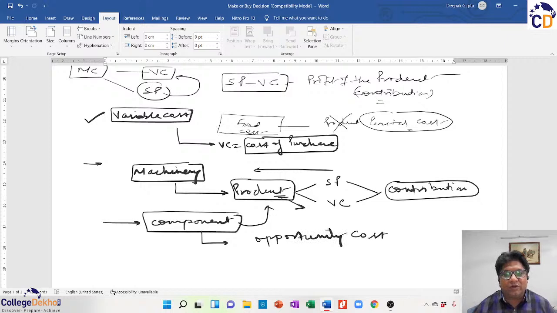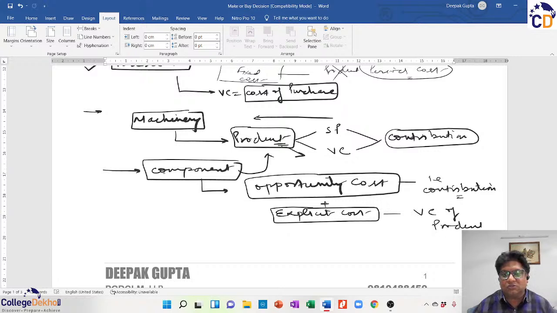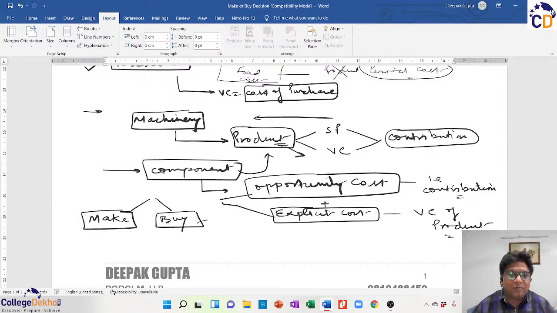So if you create a product in-house, there will be two types of cost. One is the opportunity cost, that is the contribution lost on the product which has already been created, plus any explicit cost, that is the variable cost of production. So these are the two costs that you are incurring. What I am saying is, if you have to compare whether a product is to be made in-house or bought from outside, then we have to compare the cost of buying and the total cost of making, not just counting the variable cost of production but also the opportunity cost of making.